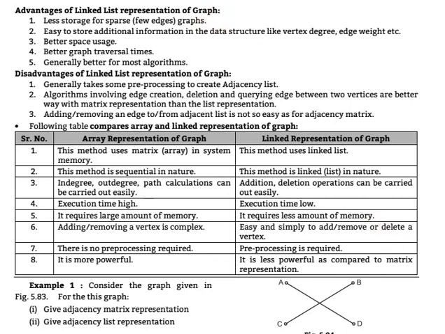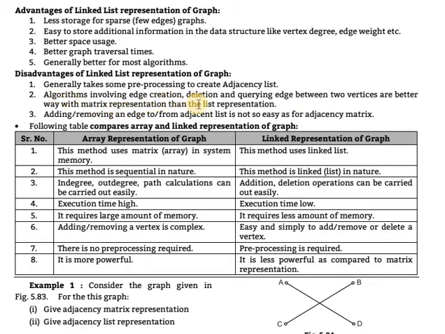Next point, advantages of linked list representation of a graph. Less storage space for graphs, and it is easy to store additional information in the data structure like vertex degree, edges, weight, etc. Better space usage, better graph traversal times, generally better for most algorithms. Disadvantages: it generally takes some pre-processing to create the adjacency list.